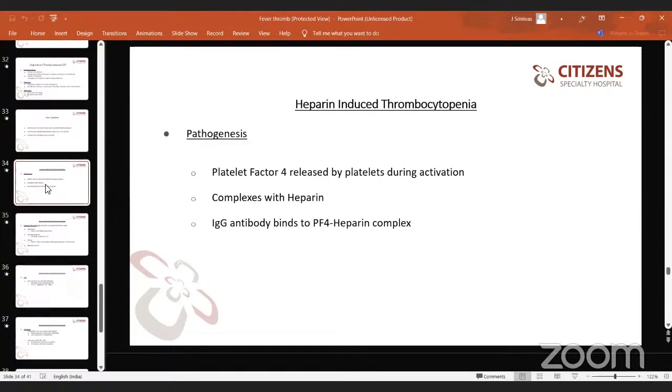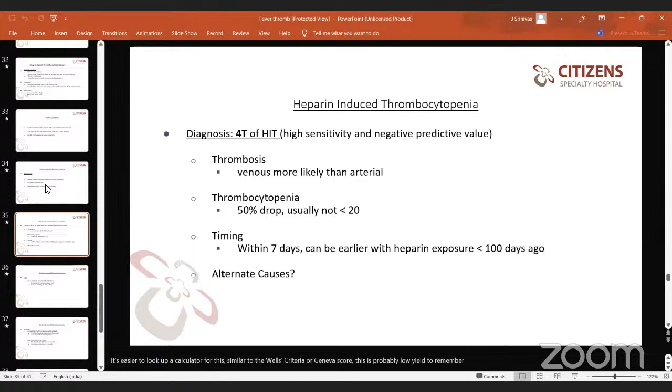We all know heparin-induced thrombocytopenia. PF4 released by platelets during activation forms a complex with heparin, and IgG antibody binds to the PF4-heparin complex. And we know it is characterized by the 4 T's. One is thrombosis, venous more likely than arterial, and a drop in thrombocytes by 50% within 7 days. Sometimes around 5 to 7 days it will start dropping by 50%.